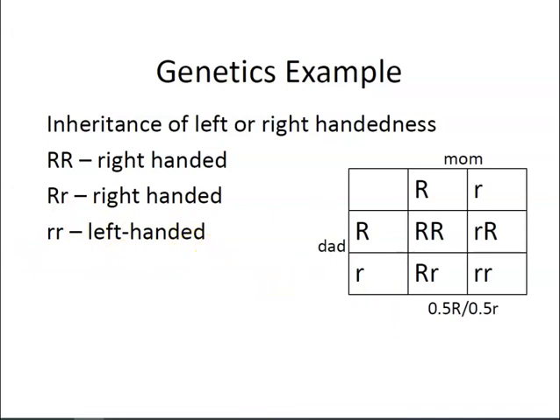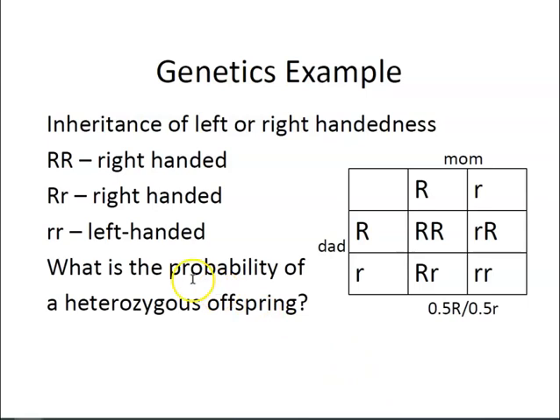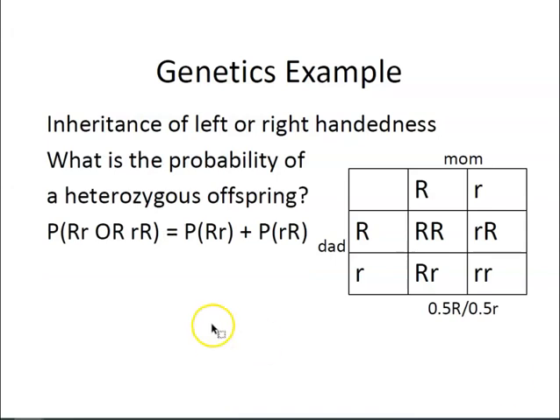So how do we calculate the probability of getting some proportion of these different offspring? For example, what's the probability of a heterozygous offspring from this combination of parents? We're going to use the probability rules to do that. That's going to be a probability of getting a big R, little r, or a little r, big R. So we need to find the probabilities of those two different things and add them together, because this is an OR question. We can get a heterozygote this way, or we can get the heterozygote that way.